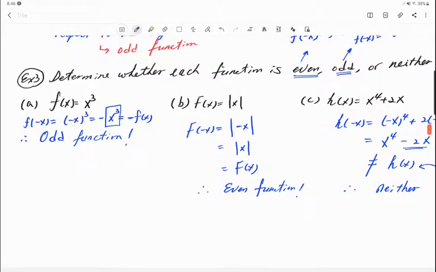And B is the same as the original function. So that is the same y value with different x values. Positive x and negative x have the same y value. So B is an even function.